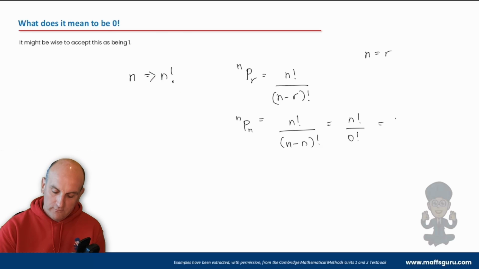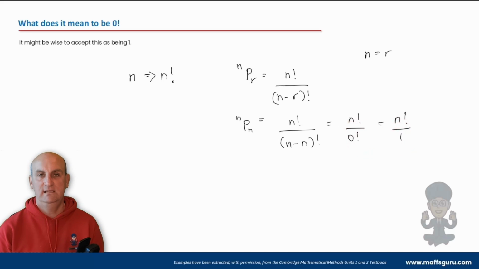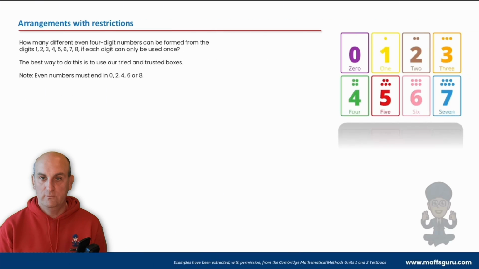So if that's got to be equal to n factorial, the only way that's going to be possible is if 0 factorial is actually equal to 1. That's one of those geeky things that I thought was quite cool.